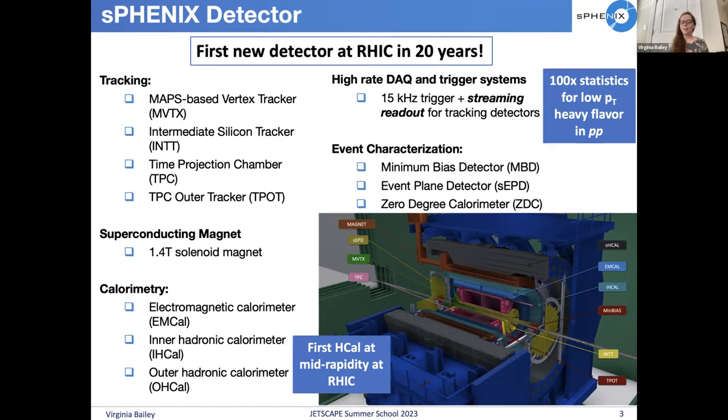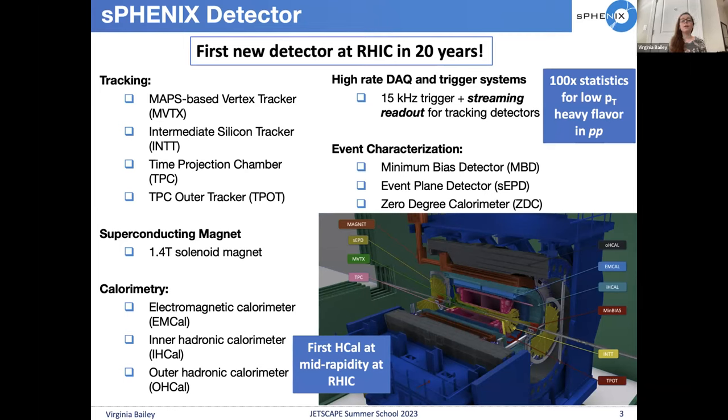So rather than taking data at a triggered rate, you can actually stream all of the data. And this allows for a huge improvement in statistics. So if you think about something like low pT heavy flavor in proton-proton collisions, it can be hard to trigger on. And so with this streaming readout, we can get two orders of magnitude more statistics for these types of observables, which is really important, especially to collect a high statistics reference for some of our observables in gold-gold collisions.